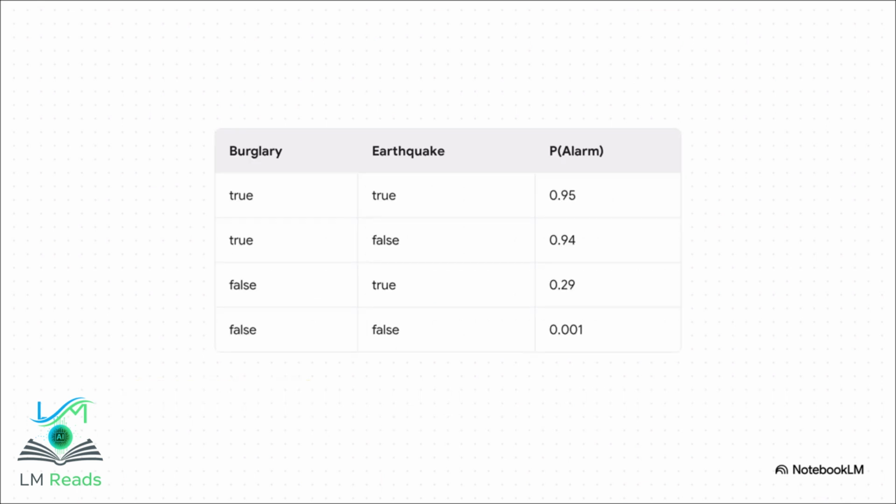And this table is what powers that whole network. It's a conditional probability table, or CPT, and it's what puts hard numbers on those relationships. For example, it tells the agent that if there's a burglary but no earthquake, there's a 94% chance the alarm will go off. These are the numbers the agent actually uses to reason.